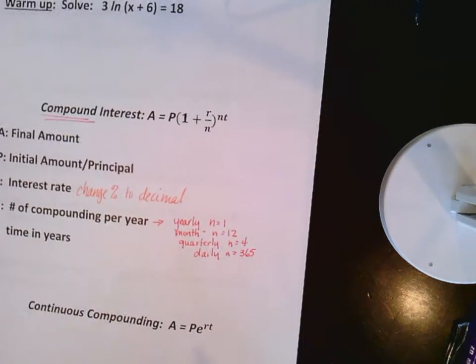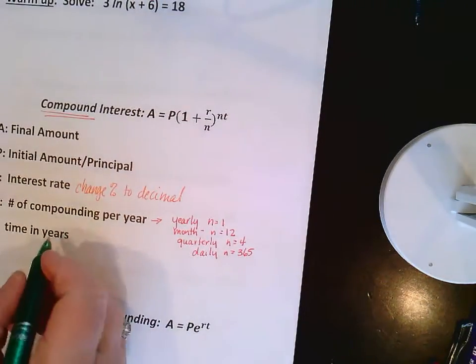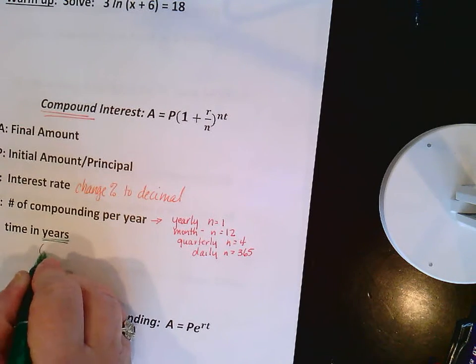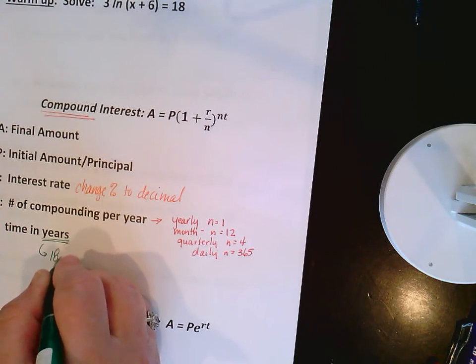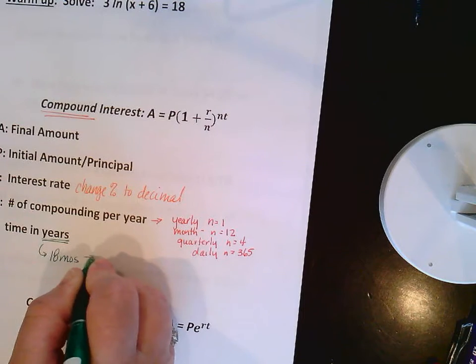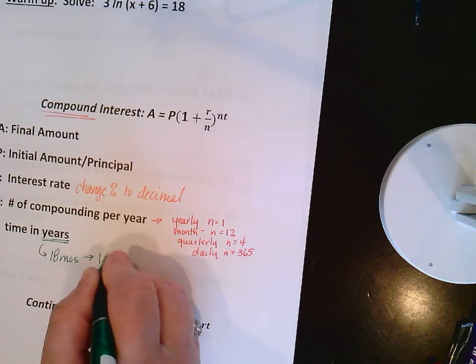And then T is your time in years. So if it gives it to you in months, like let's say they say it's 18 months, you have to translate that into years, so that would be 1.5 years. So T is your time in years.